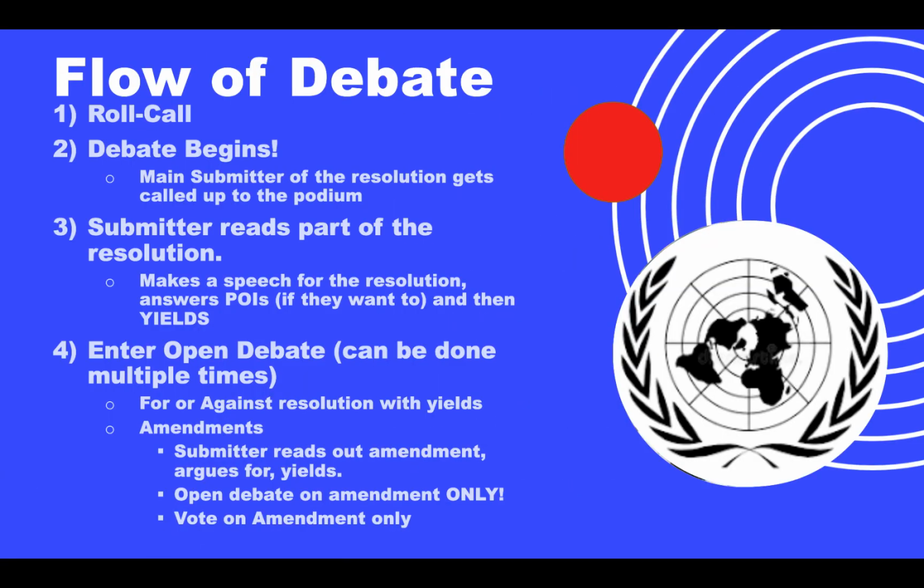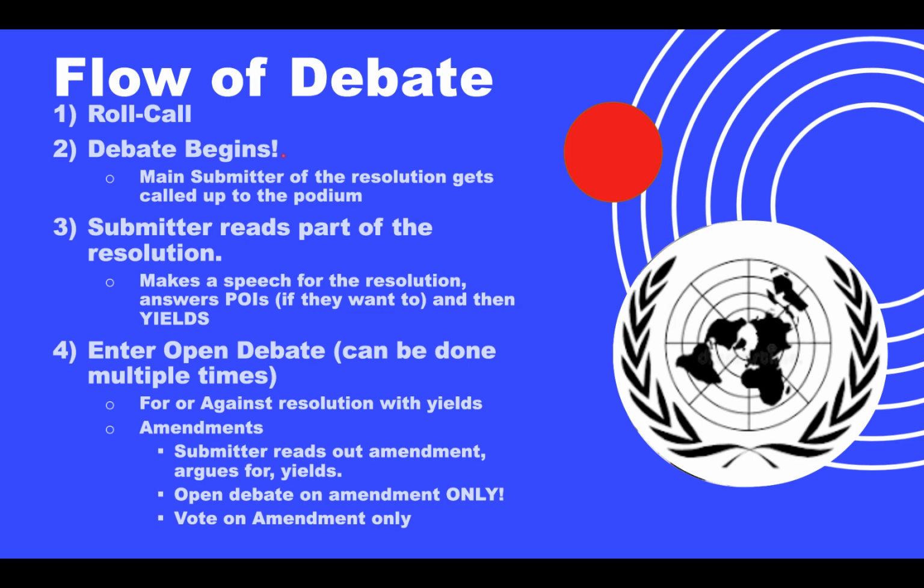So the flow of debate, basically at the beginning of the day, you'll have a roll call. This is very easy. You basically have all the countries which are supposed to be there. They'll go through in alphabetical order usually, just to make sure that everyone's there. So if they call out your country, you just say present. You can say present or voting. You can say whatever you want. It doesn't really matter. Then after this, the debate begins.